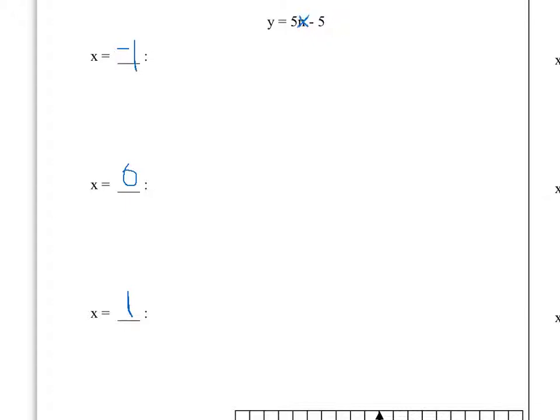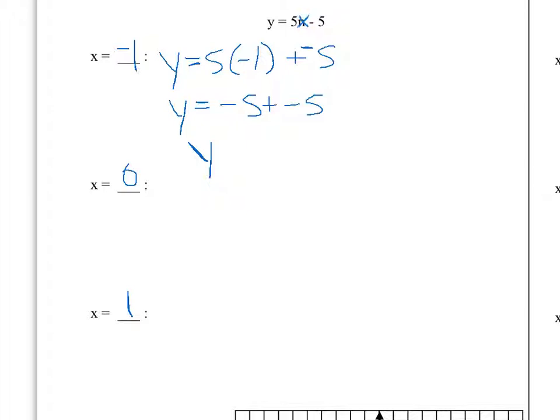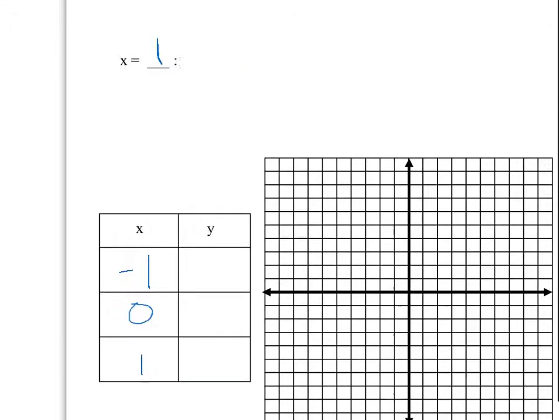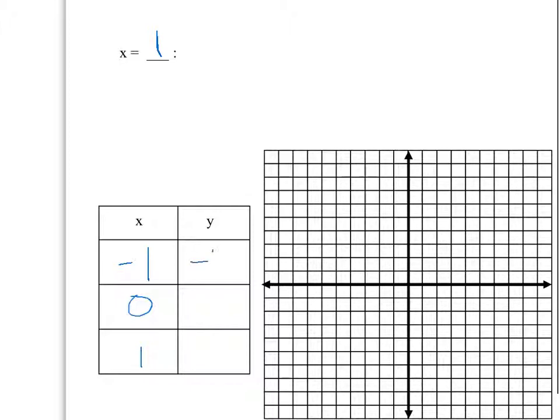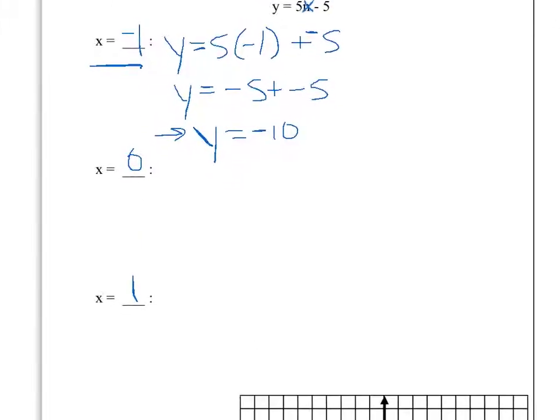When x is negative 1, my equation becomes y equals 5 times, instead of x, I'm putting in negative 1, minus 5. I'm going to switch that to plus negative 5 just so I don't make a mistake later on. As I simplify this, 5 times negative 1 gives me negative 5 plus negative 5. So when x is negative 1, then y is negative 10. I'm going to put that down in my chart. When x is negative 1, y is negative 10. We just proved that.